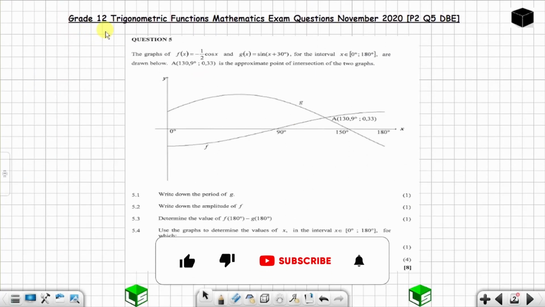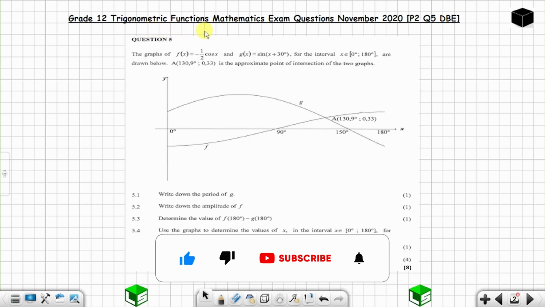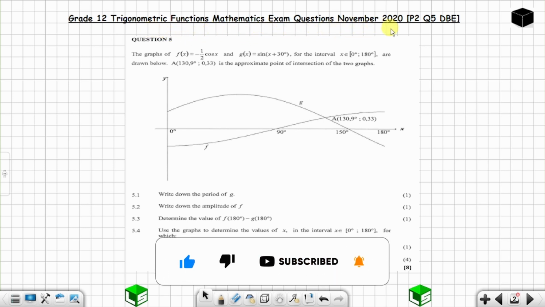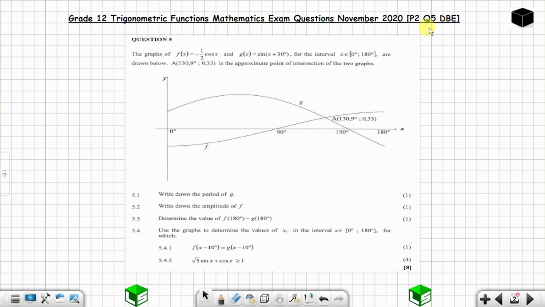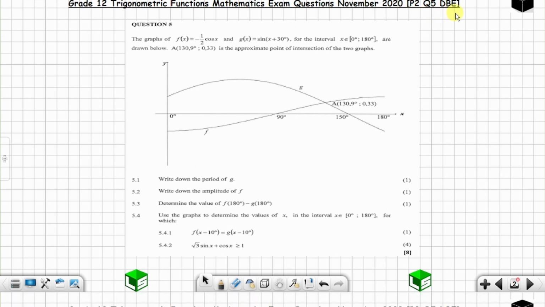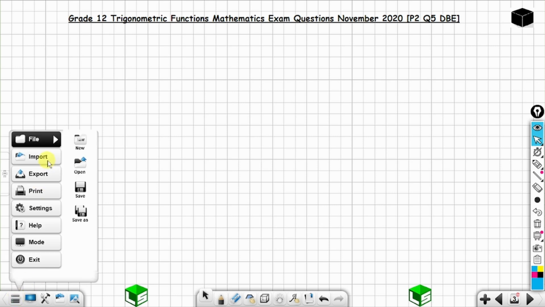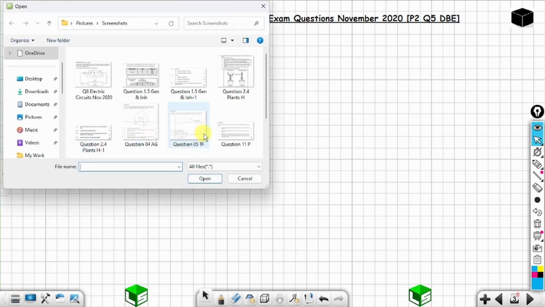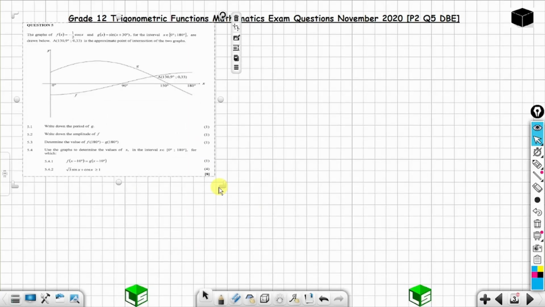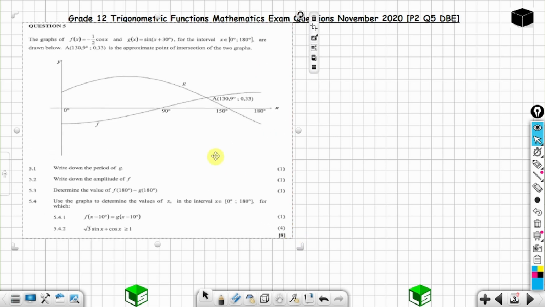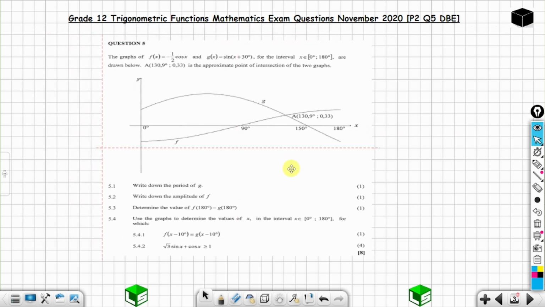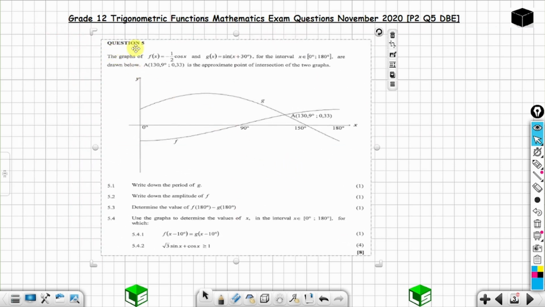Grade 12, Trigonometric Functions, Mathematics, Exam Questions, November 2020, Paper 2, Question 5 from DBE. Okay, let me get the question again. This is the question, question 5 from November 2020.